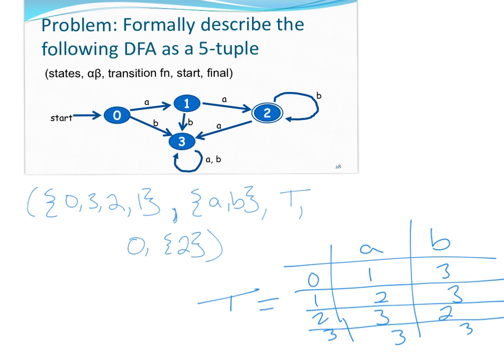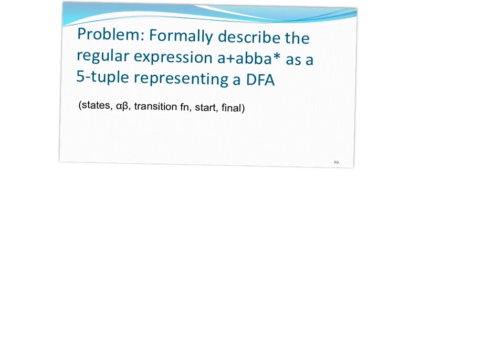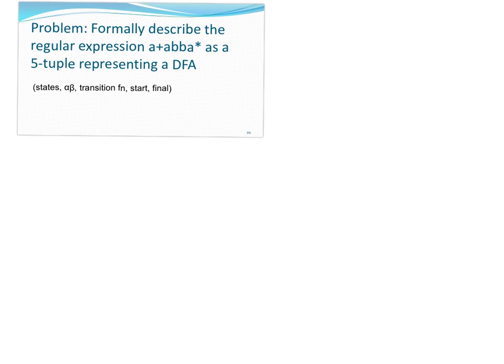Okay? And last slide, super challenge problem: formally describe the regular expression A plus AB BA star as a 5-tuple representing a DFA. Okay, let's stuff that up here. So the way we're going to do this, maybe you can do this from scratch, but I sure as heck can't. I need to draw the DFA and then turn that DFA into a 5-tuple. So let's start by drawing the DFA, and then we'll figure out what the 5-tuple looks like.